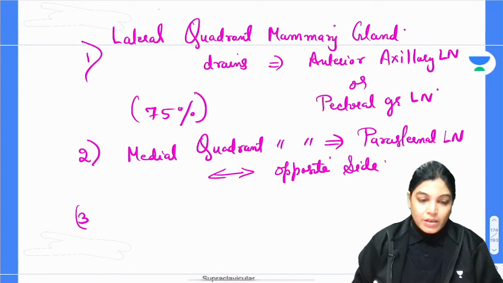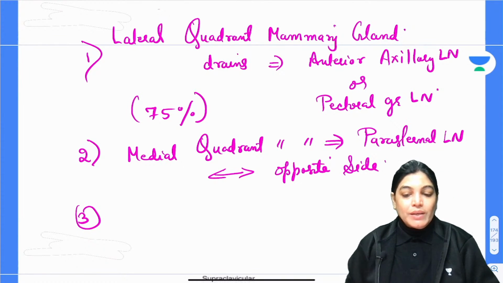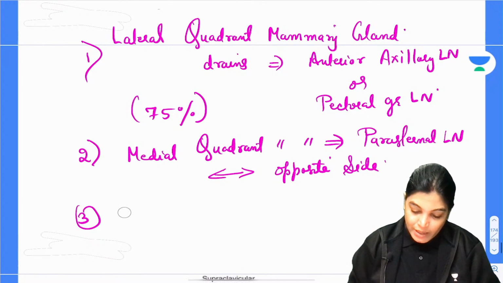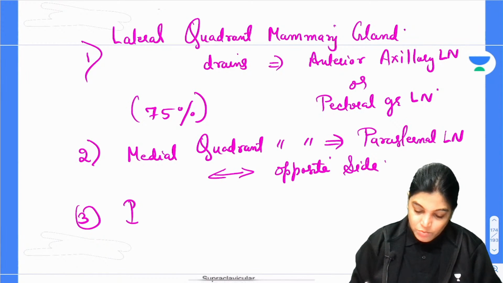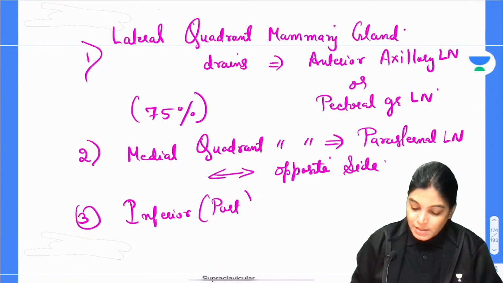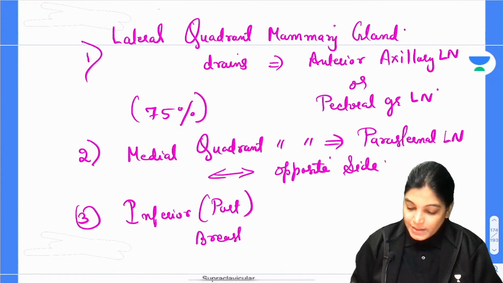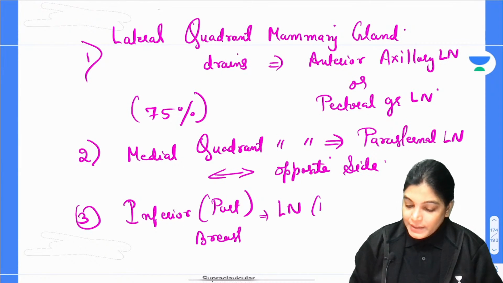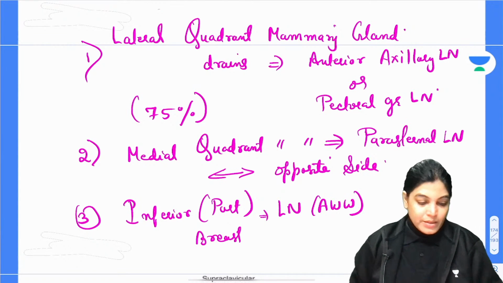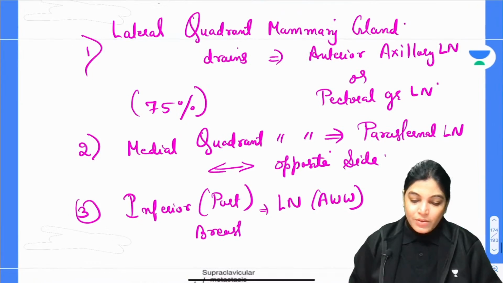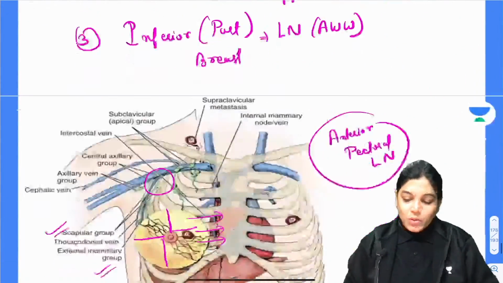Okay, now the third, the small amount of inferior part of the breast. When we are talking about the inferior part of the breast or mammary gland, its lymphatics also drain into the lymph node of anterior abdominal wall. So we have to choose one. We will definitely go with the correct answer, the pectoral or anterior.